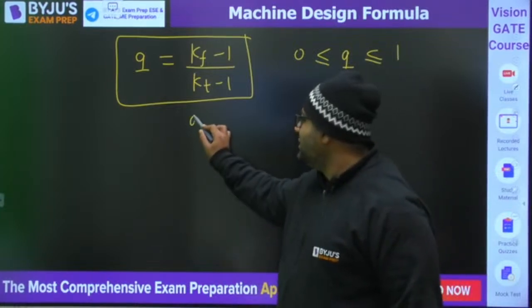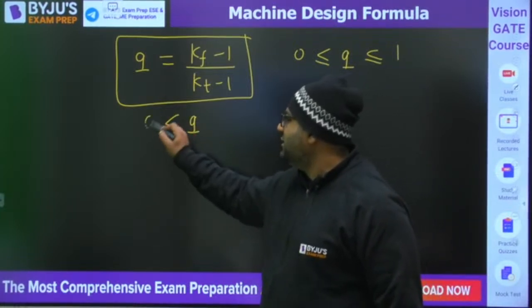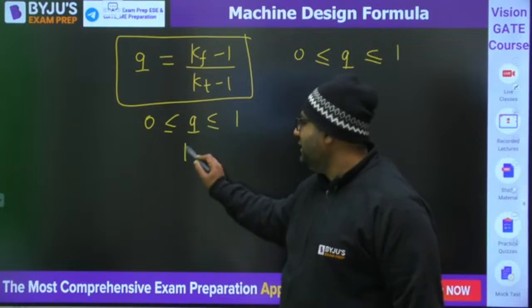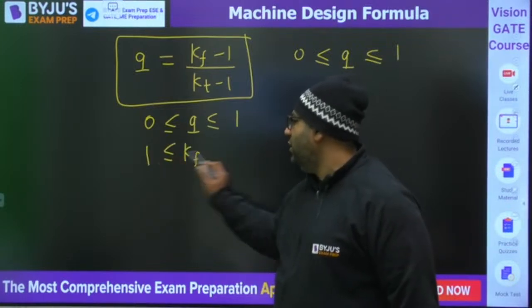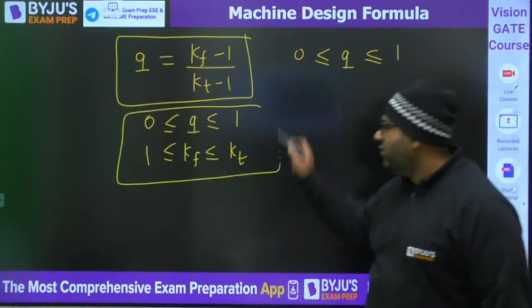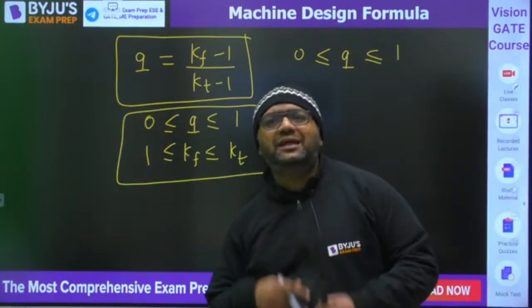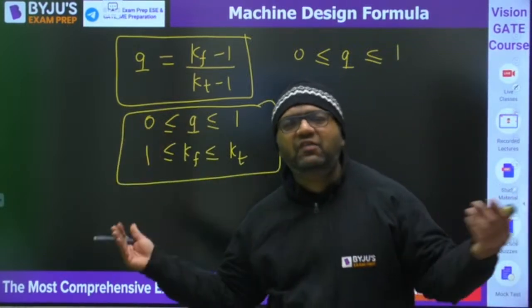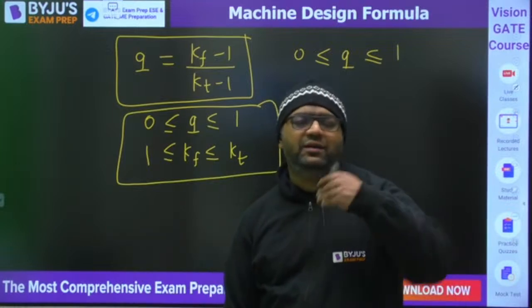So when you are going to consider Q as lying between 0 to 1, you will be getting that Kf is going to vary between 1 to Kt. As you know, Kt is the maximum value of Kf. That's why we are going to use Kt for the questions, Kt for the design.